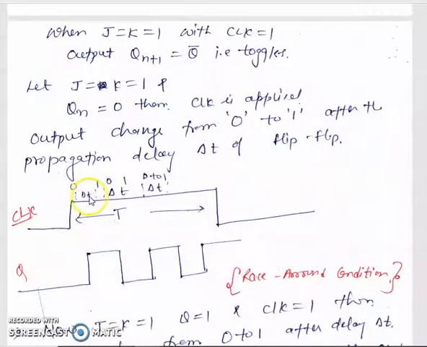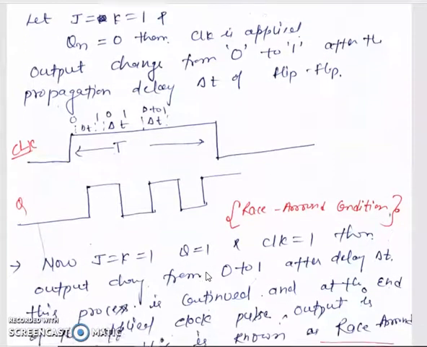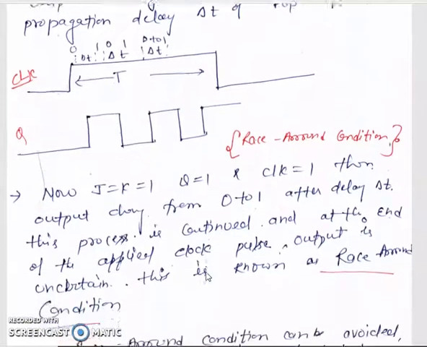Here, after delta t, Q is 1, then 0, then 1, then 0. It continues to toggle between 0 and 1 until our clock reaches 0. This is called the race around condition. It means the output Qn keeps toggling, and it may end up 0 or 1. So it is called the race around condition of the JK flip-flop.